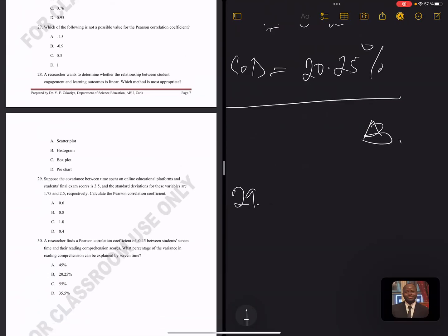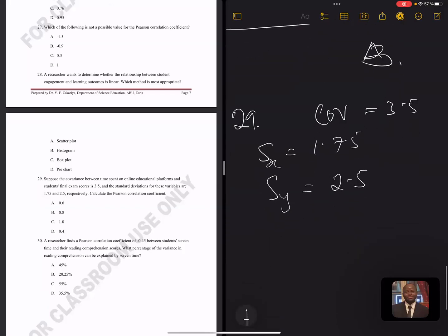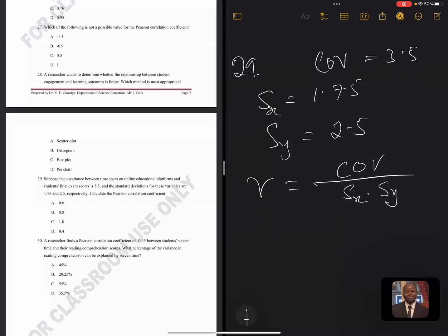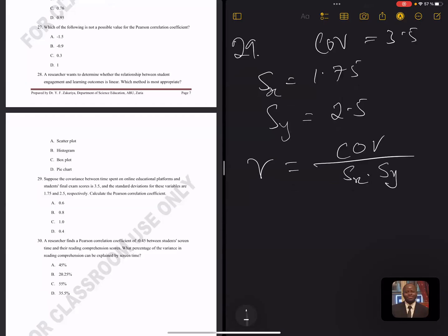It says, suppose the covariance between time spent on online educational platforms and student final exam score is 3.5. The standard deviations for these two variables are 1.75 and 2.5. SX is 1.75, SY is 2.5. Calculate the Pearson correlation coefficient. By the formula, the correlation coefficient is covariance divided by the product of the standard deviations. Our moderators, please do your job. When you standardize covariance, you get the correlation coefficient.